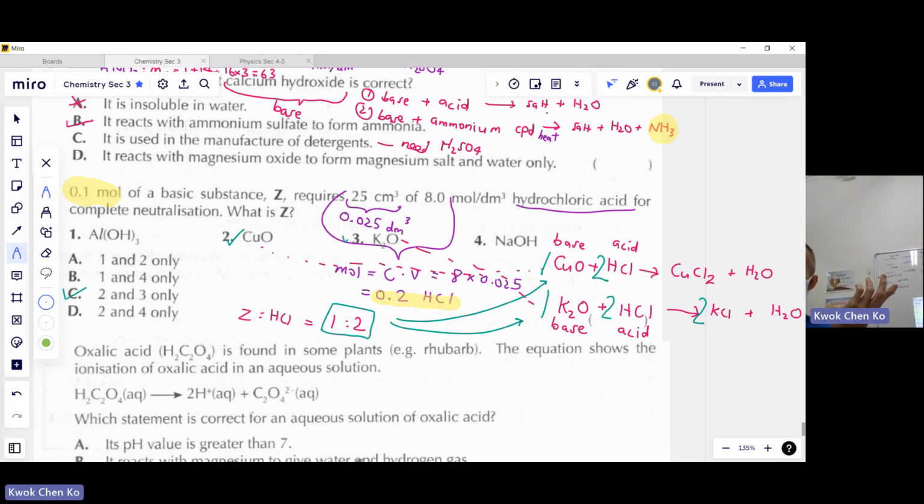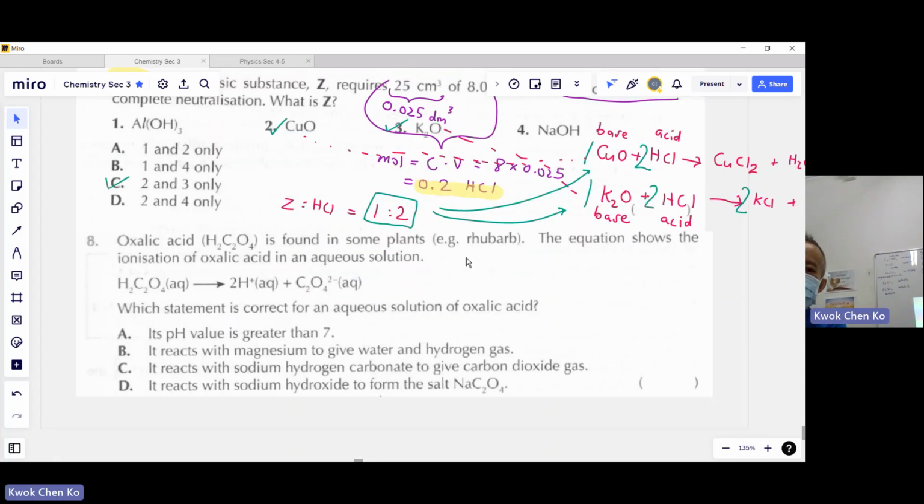But of course, I give you the shortcut. I didn't try out the wrong answers. If you try them out, you won't find the same ratio. Last one. Oxalic acid, something new. Oh, by the way, you don't need to know this, but it's just extra info. Oxalic acid is a carboxylic acid.